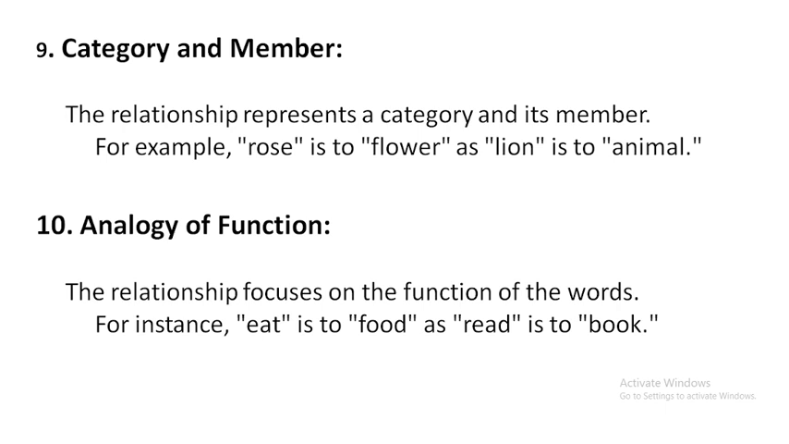Next one, analogy of function. What does analogy mean? Comparison of one thing with another thing that has similar features. For example, what is the similar function of the given word in the first part? Then you have to find out the same for the second pair of the verbal analogy. The relationship focuses on the function of the words. For instance, eat is to food, read is to book. So this is similar. Eat, what can we eat? We can eat food. So what do we do? We can read books in order to improve our knowledge.